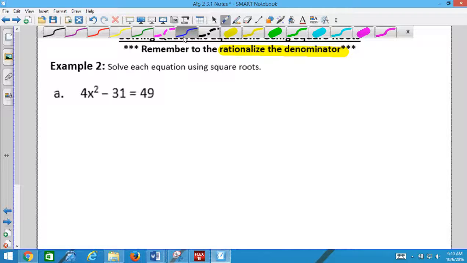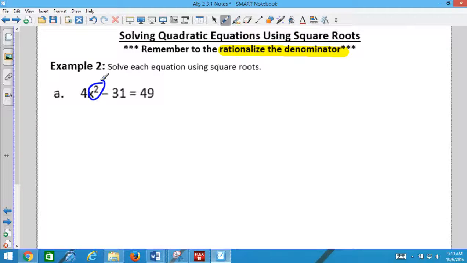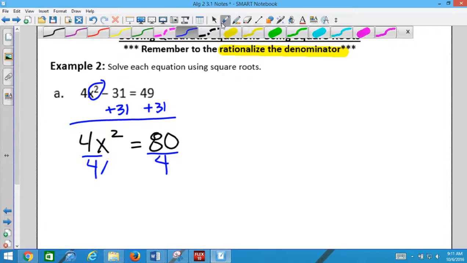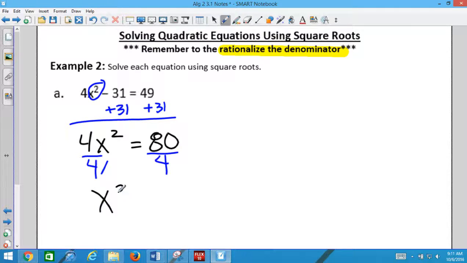Okay, to solve these by square roots, we have to get whatever is squared by itself. So we're just solving an equation. So we get x squared by itself. So what would I get rid of first? I would add 31 first. You're doing the opposite of order of operations. You get rid of the thing that's furthest away from the x squared. We have 4x squared equals 80. Then we do what? Square root. Nope. Divide by 4. And we get x squared equals 20.